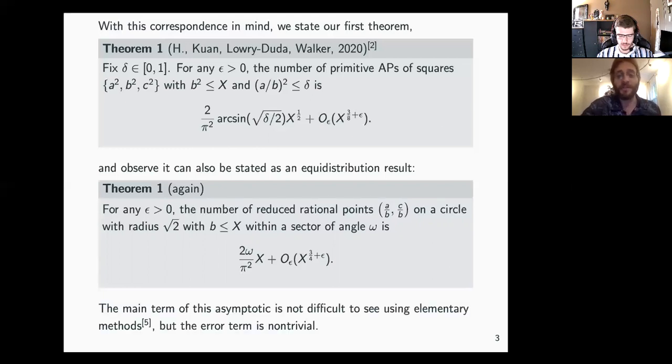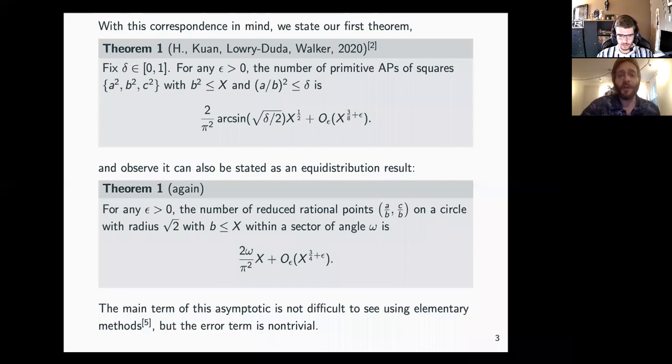The main term of this asymptotic is not difficult to obtain using elementary methods. In fact, there's a nice treatment by Ramintaglu Begash, whose name I'm probably butchering, I apologize. He does it for x squared plus y squared is equal to 1, but it's not hard to see how the methods transpose over to our case. However, our error term is non-trivial.